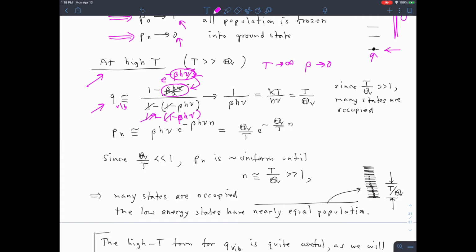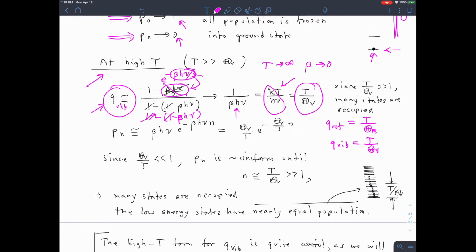The 1's cancel, and this guy up here doesn't matter, and so you get 1 over beta h nu for the high temperature limit, which turns into just kT over k over h nu, which is T over theta vibrational. In other words, just like, remember, for Q rotational in the high temperature limit we got T over theta rotational. Now, in the high temperature limit for the vibrations, we're getting T over theta vibrational.